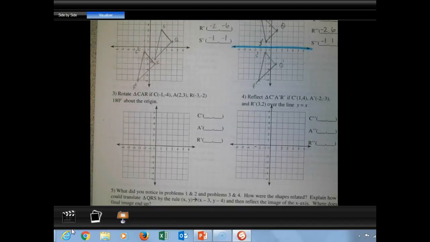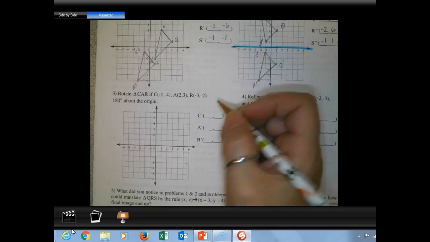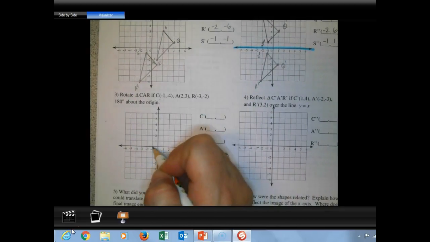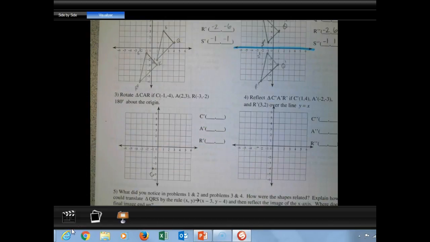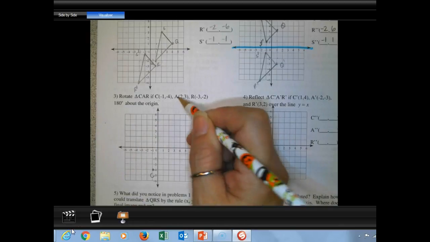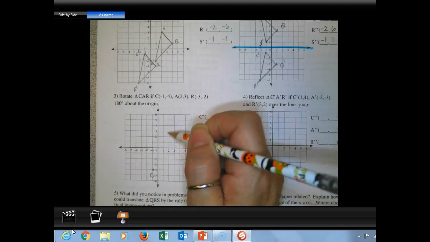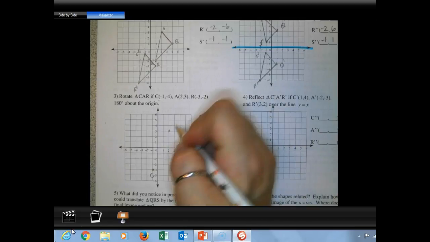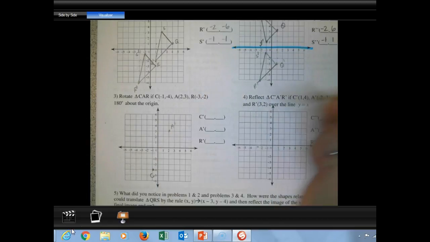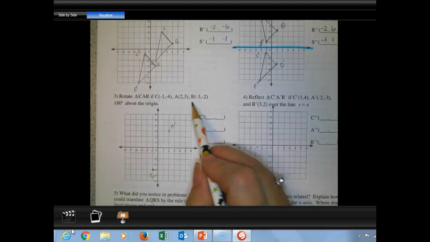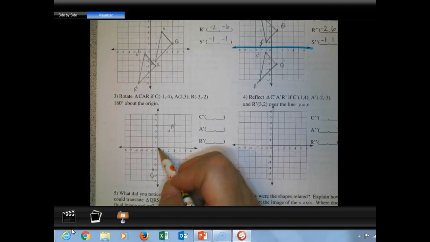Oh, highlighter, sorry. CAR. C is (-1, -4) to start. There's my C. You should be paying attention here and doing this on your own paper if you don't already have it. A is going to be (2, 3). Here's my A. R is going to be (-3, -2).